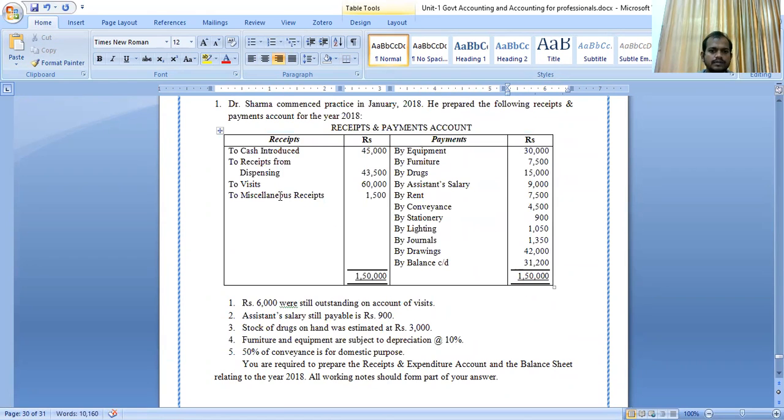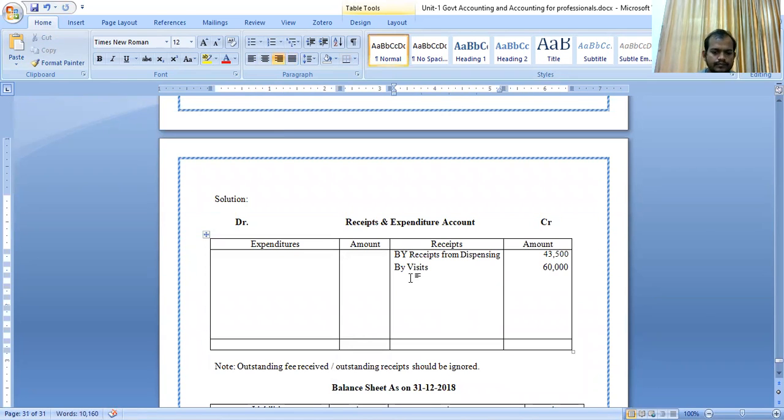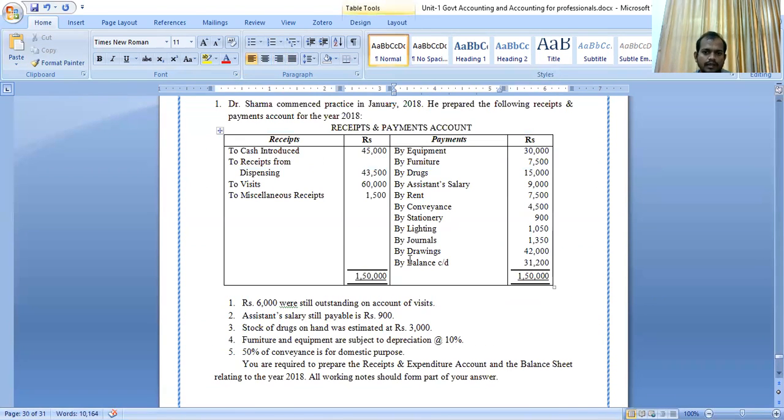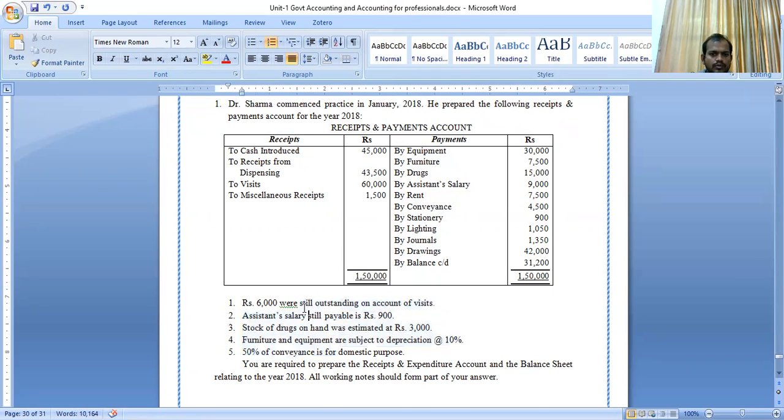By visits 60,000, and by miscellaneous receipts 1,500. So these are the receipts during the year. So payments, payments and adjustments we have. So adjustment relating to the visits.